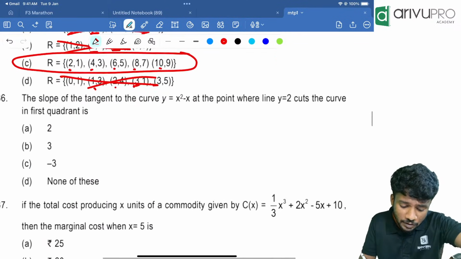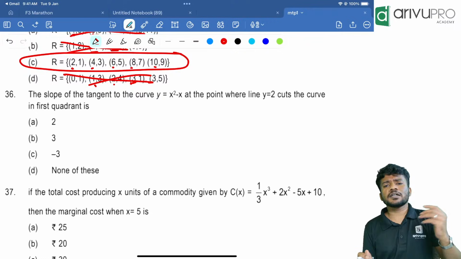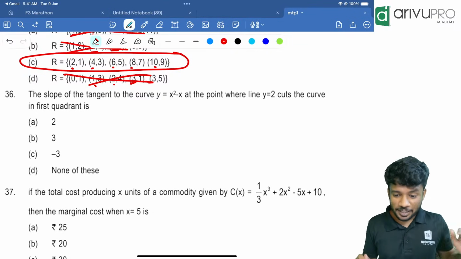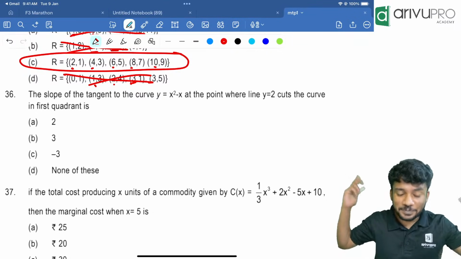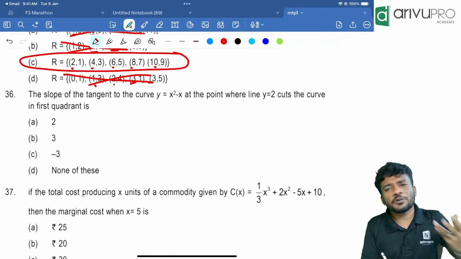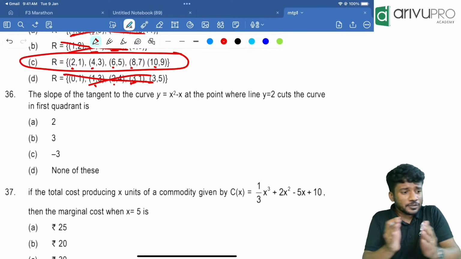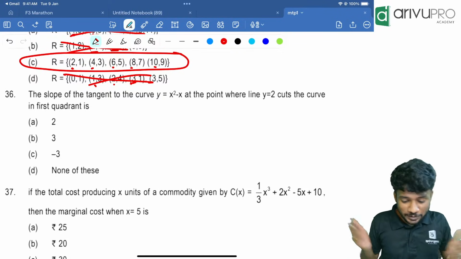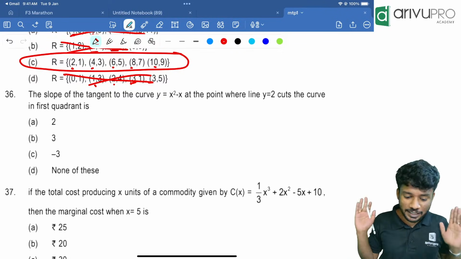Yes. We are going to the next chapter, that is calculus, where many people would have skipped. Okay. The slope of tangent. One of the easiest chapters. I don't know why people are skipping this chapter. Maybe because it is very vast. Okay, don't think that it is too much. It is always easy to crack this chapter.